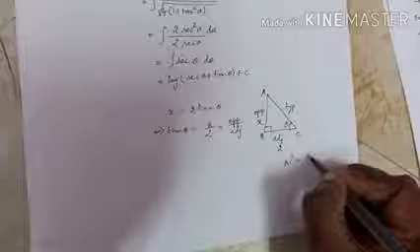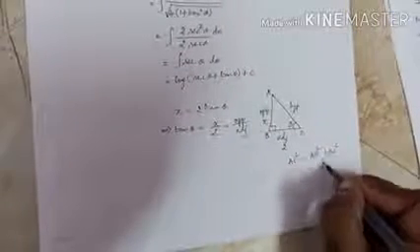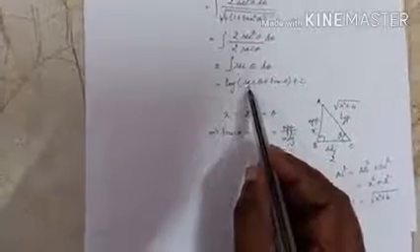So we have to find the hypotenuse. To find the hypotenuse, we know Pythagoras theorem. AC square is equal to AB square plus BC square. That is x square plus 2 square. So AC is equal to root of x square plus 4. So the hypotenuse is root of x square plus 4. Now it is ready to find secant theta in terms of x.